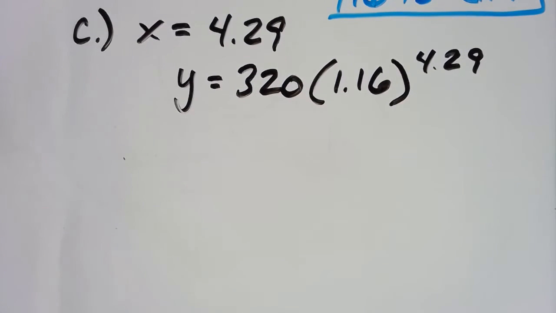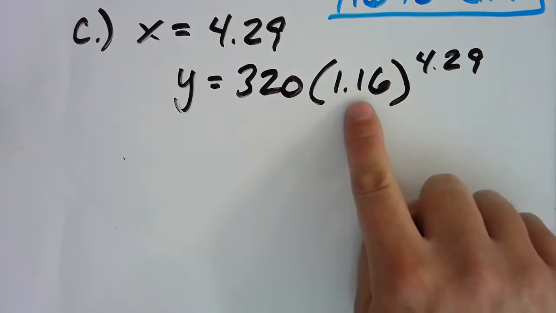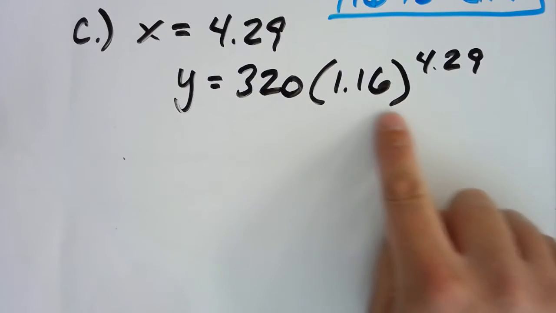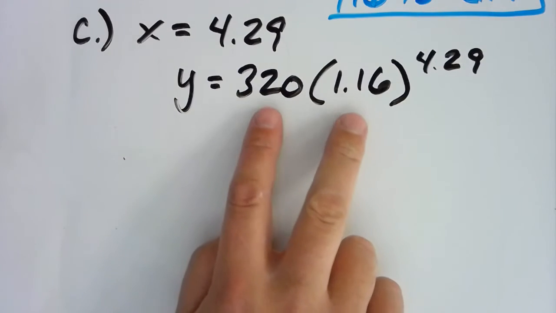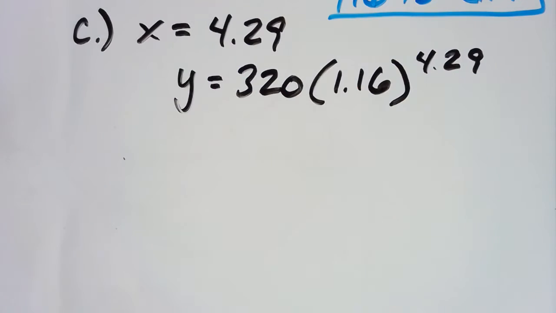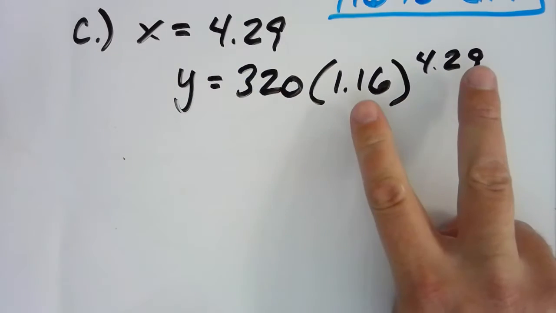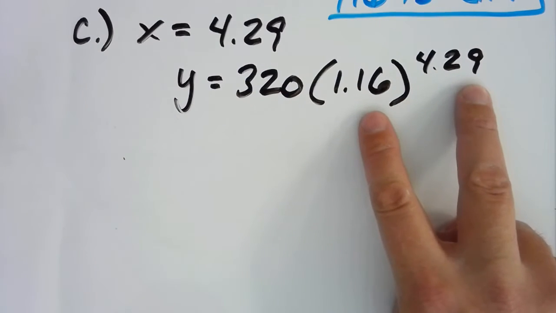So at this point, because it's just calculator work, I just have to be careful of order of operations. Order of operations dictates that I do the exponent first. So a common mistake, people would multiply these two together and then try and send it to the 4.29 power. Again, I need to do this first because of order of operations.